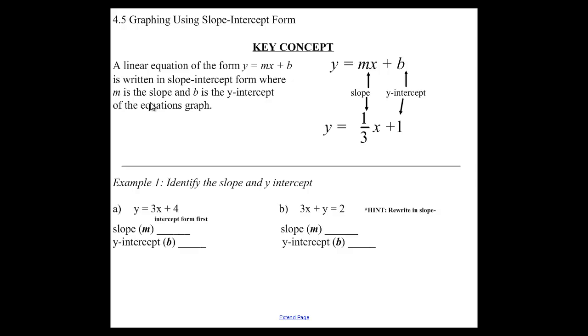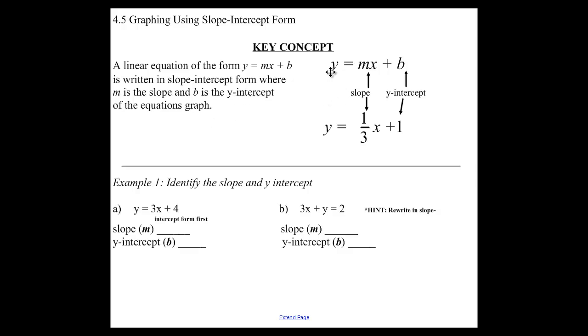Chapter 4, Section 5 talks us through graphing using the slope-intercept form of a line. So let's read the key concept. A linear equation of the form y equals mx plus b is written in slope-intercept form, where m is the slope, b is the y-intercept.